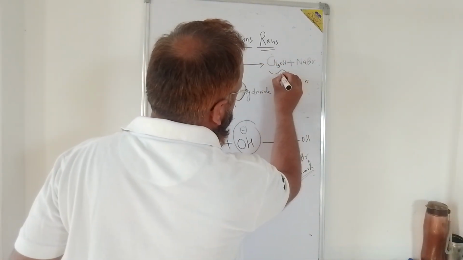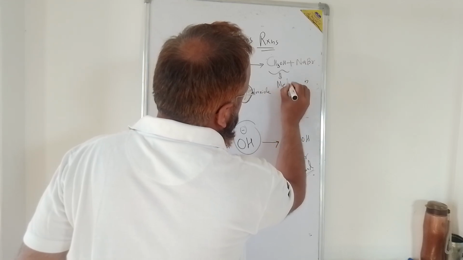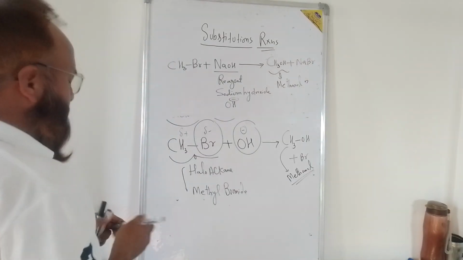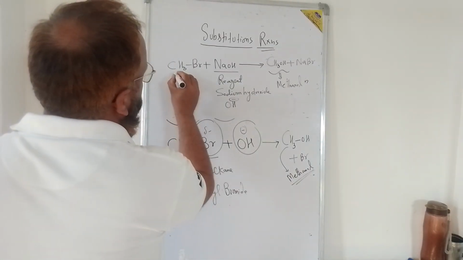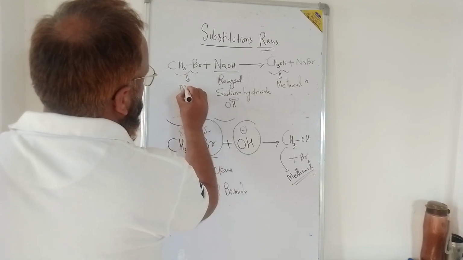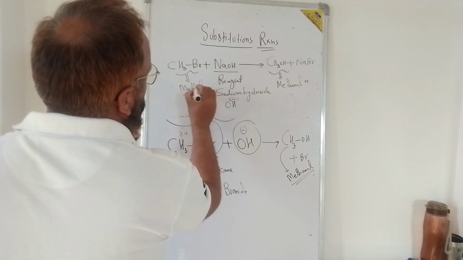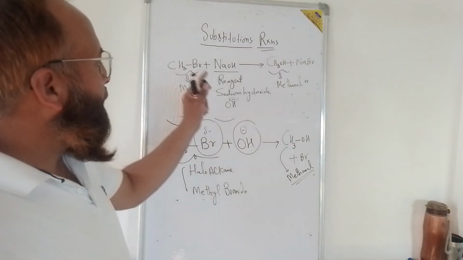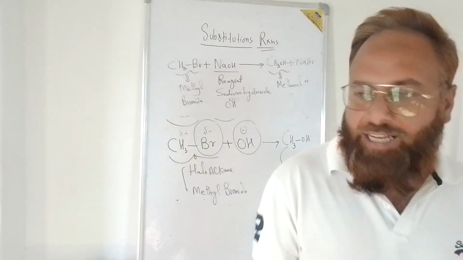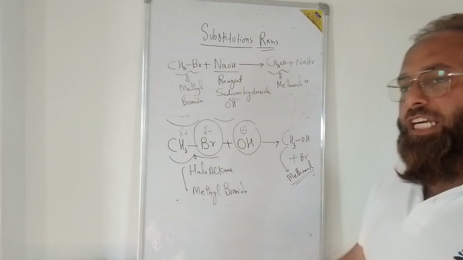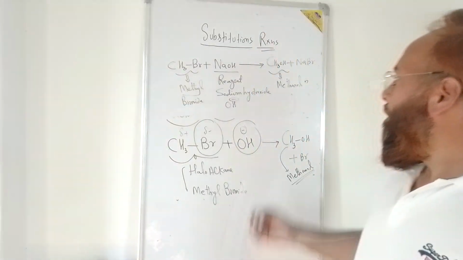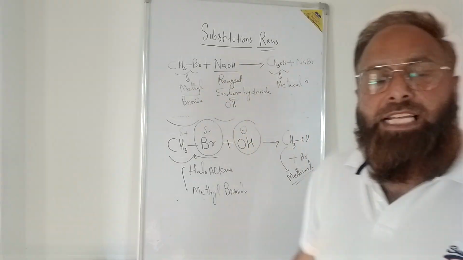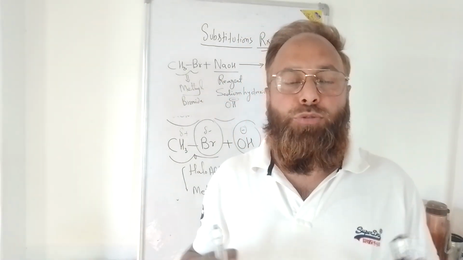CH3OH is methanol, and CH3Br is methyl bromide. So methyl bromide combines with the reagent known as sodium hydroxide, and the product formed is CH3OH, known as methanol, plus NaBr, which gets removed because Br combines with Na. This type of reaction is known as a substitution reaction.